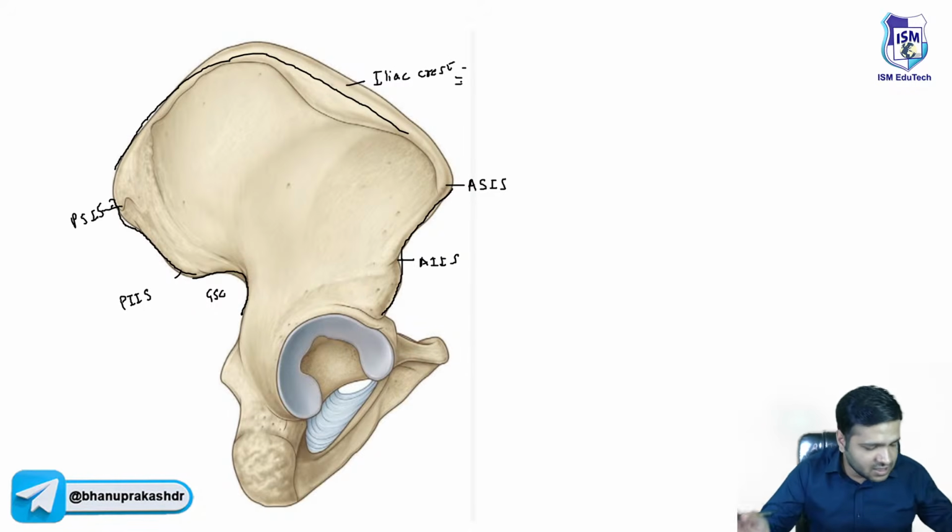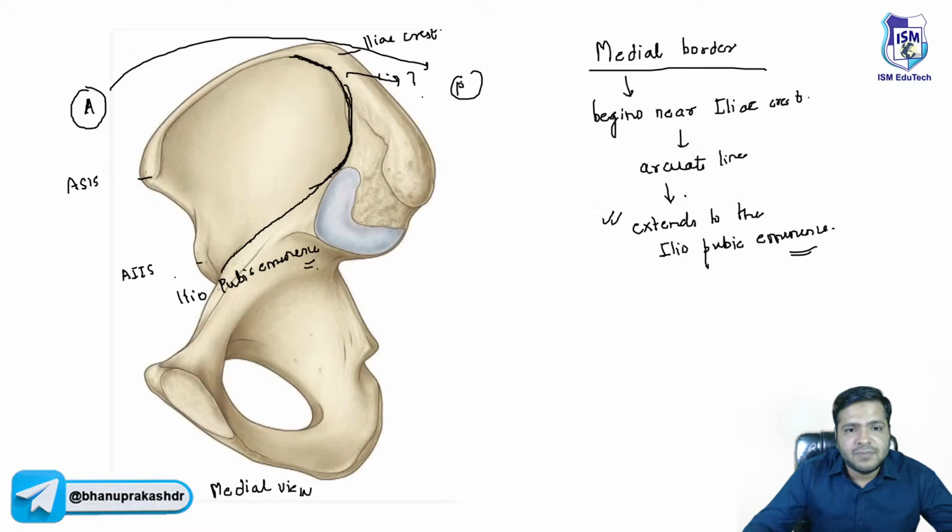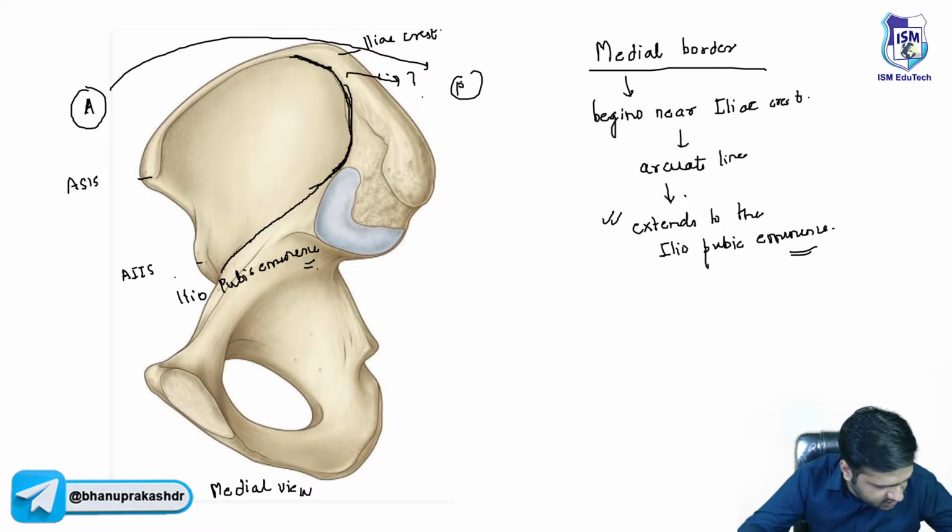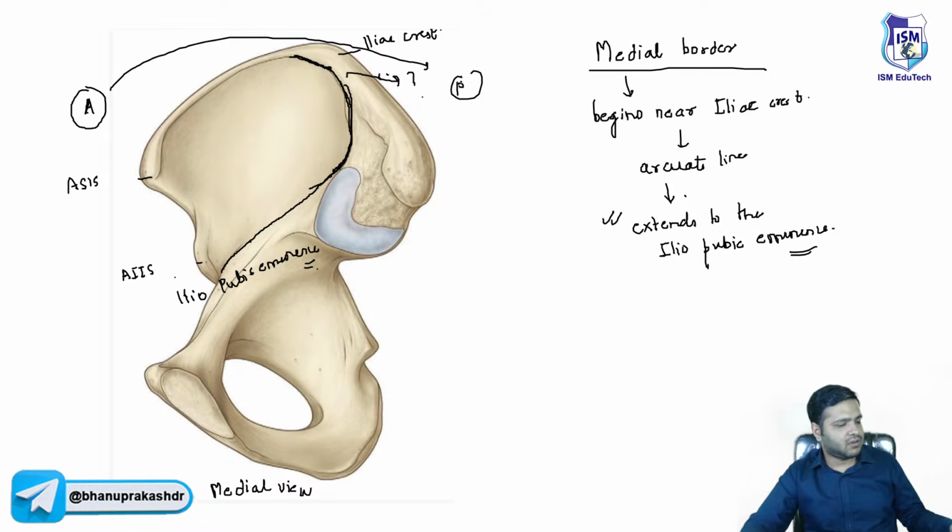I hope all the four borders, including the medial border picture, are clear to each one of you. Dimple, Kiran, Kriti, Harsh, very good, beta.